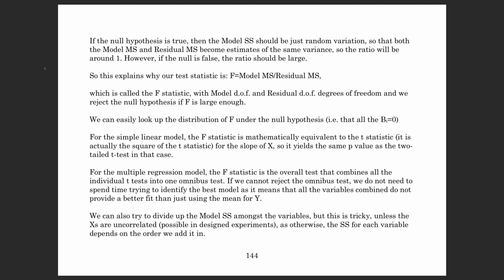Now you might say, can't we then also divide up the model sum of squares amongst the variables? Unfortunately, that doesn't always work unless the x's are all uncorrelated. If we had designed this experiment to have the x's all uncorrelated, then it turns out we can divide up the model sum of squares into the sum of squares for each variable. Otherwise, the sum of squares we get for each variable depends on the order we added them in, because it's saying how much does that x explain given the other x's which we've already added into our model.